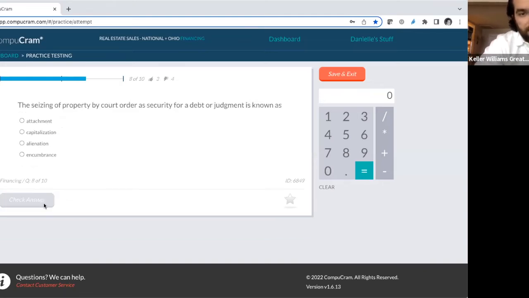Question 8: the seizing of property by court order as security for debt or payment is known as A, attachment, B, capitalization, C, alienation, or D, encumbrance.